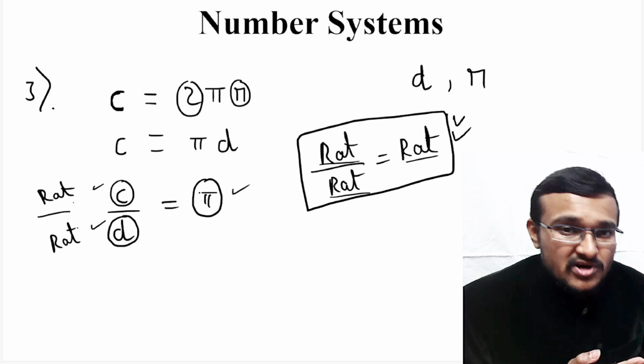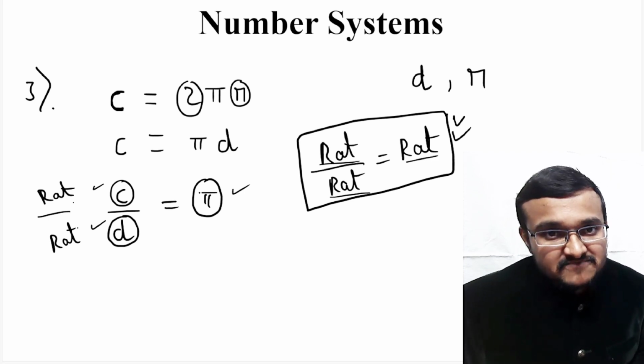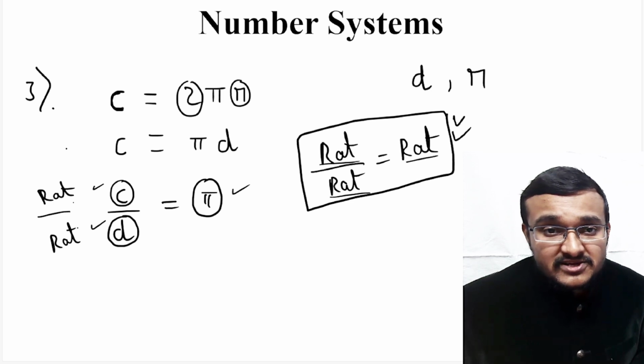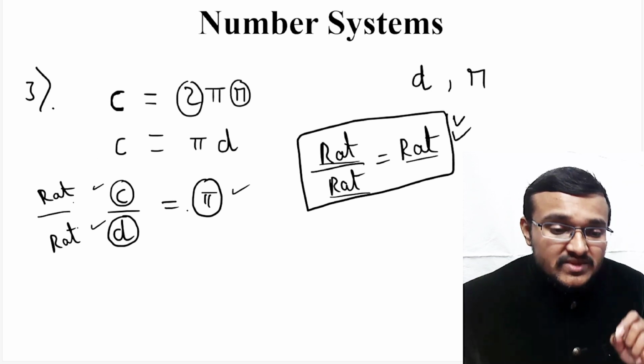Is this really a contradiction? And if it is not a contradiction, how can you justify this? That is what they have asked in this particular third question. So now, let me tell you one thing.